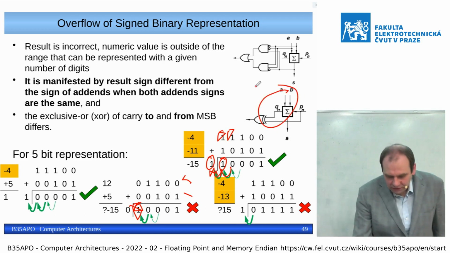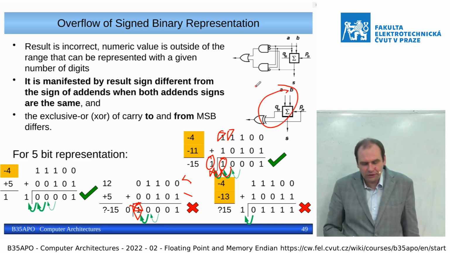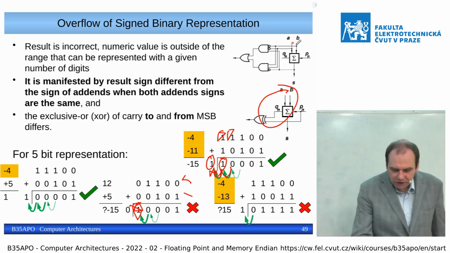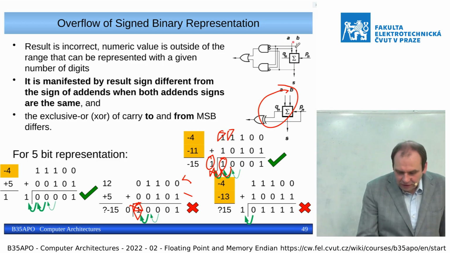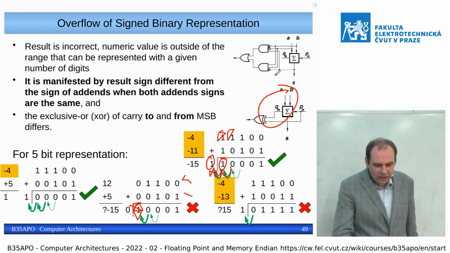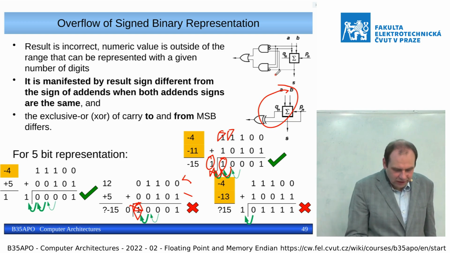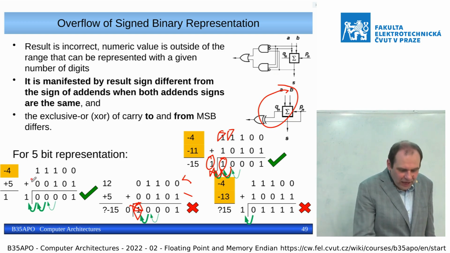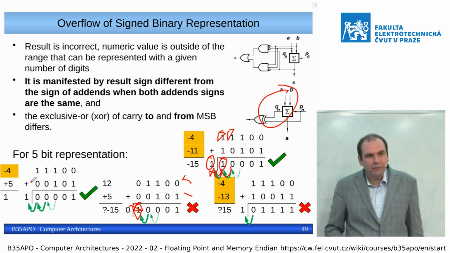So this is the second option how we can check for the arithmetic overflow of the signed arithmetic. One option is that we check that for two negative inputs we get positive and vice versa, and the other option is that we check the carry in. If we add a positive and negative number, yes?